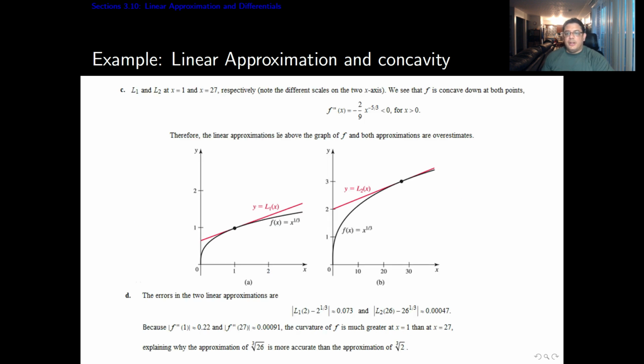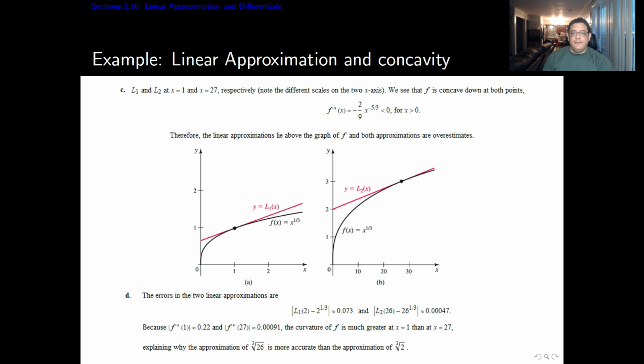Now, in terms of approximation, under approximation or over approximation, we can see that for x equals 1 and x equals 27, we have concavity down on both of these points. So in both of these scenarios, we still have overestimates, where the tangent line is above the original function, and we're going to get an overestimate.